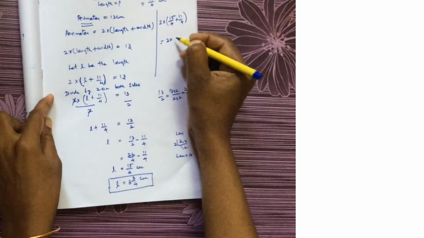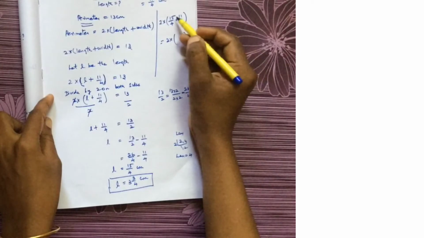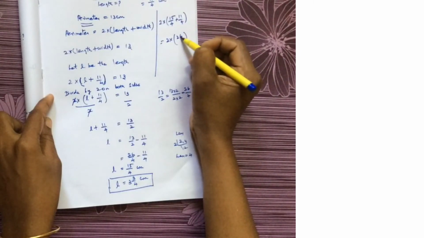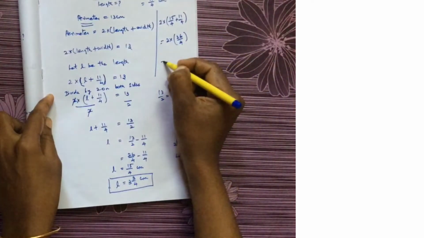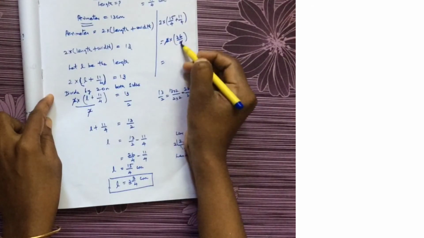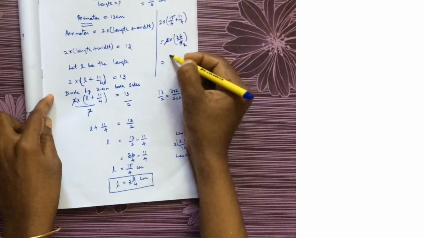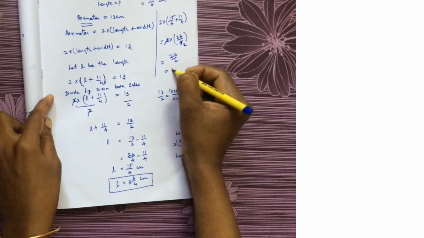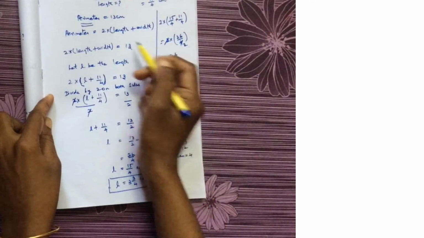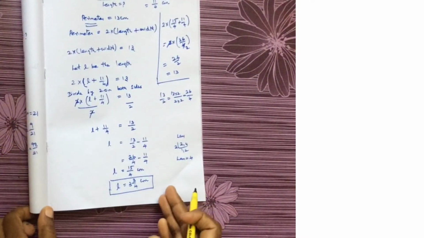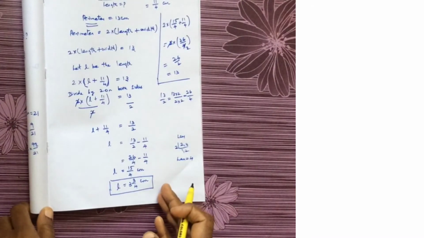So 2 multiplied by 15/4 plus 11/4, this is 26/4. So 2 ones are 2, 2 twos are 4. 26/2, that is equal to 13. I got the 13 here. So whatever we did is correct. This way also we can check your answer.